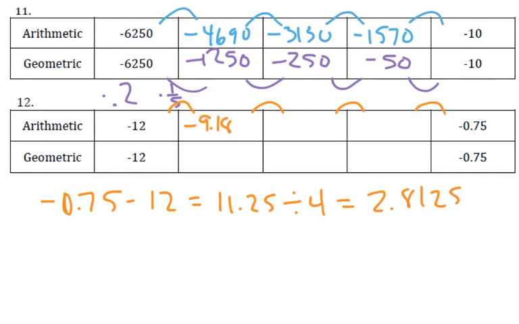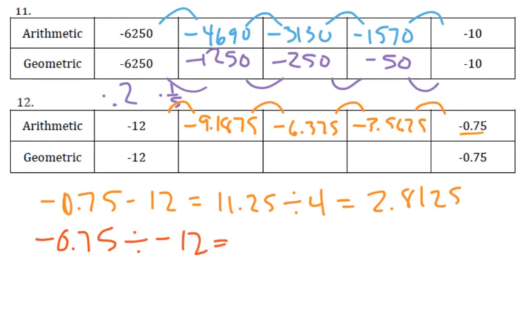We get negative 9.1875. Then we do it again, plus 2.8125. Gives me negative 6.375. Do it again. Negative 3.5625. Do it again. Negative 0.75. So kind of funny how that turns out, but works out. So negative 0.75 for the geometric divided by negative 12 is 0.0625. We'll take the fourth root of that.